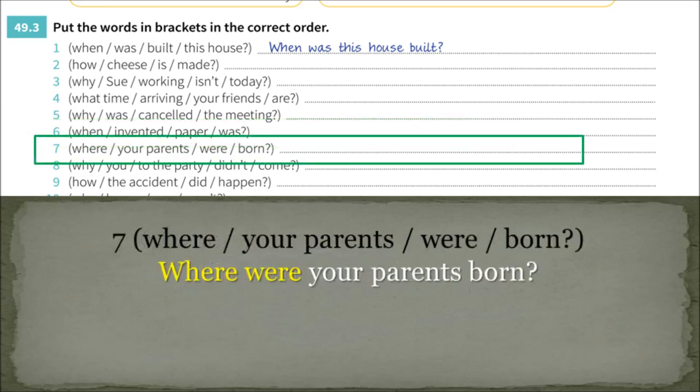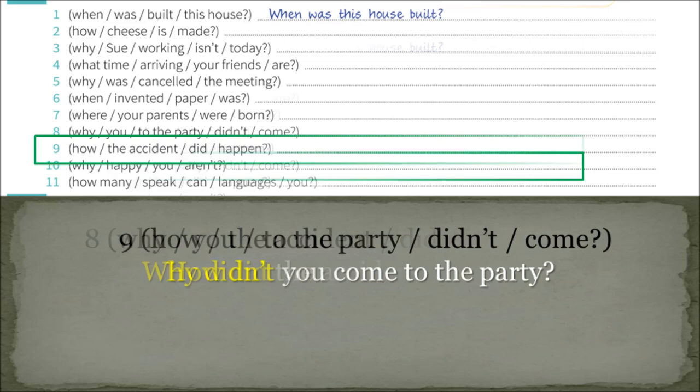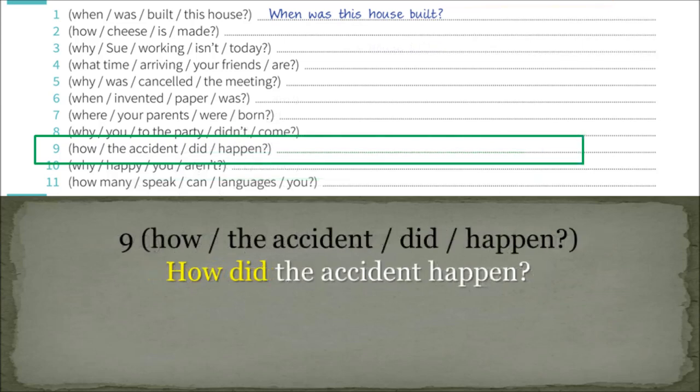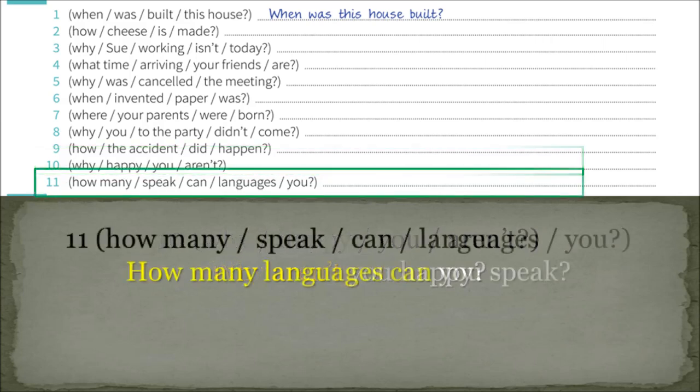Where were your parents born? Why didn't you come to the party? How did the accident happen? Why aren't you happy? How many languages can you speak?